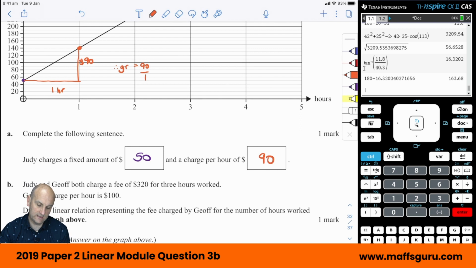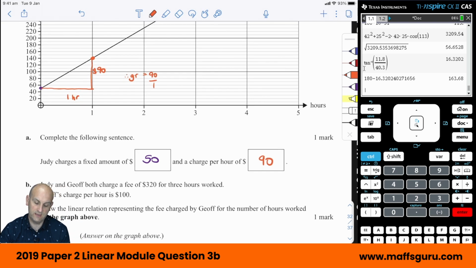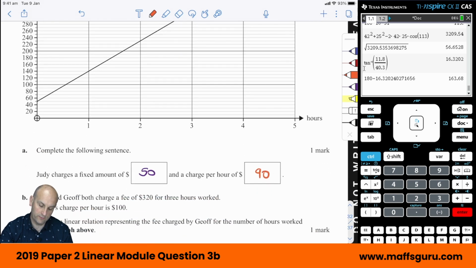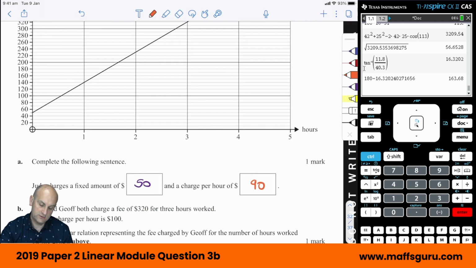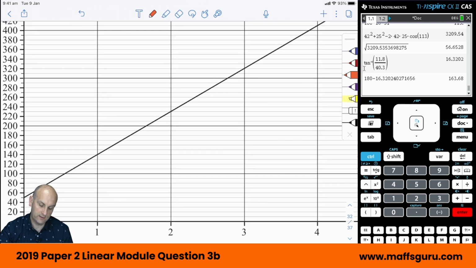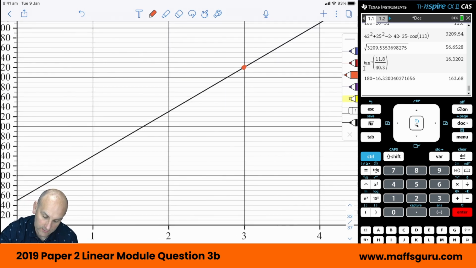Judy and Jeff both charge a fee of $320 for 3 hours work. Jeff's charge per hour is $100. Draw the linear relationship. So the reason they're telling you this is, rubbing this out so that we don't get in the way of my graph. First things first, they're telling you a coordinate that for 3 hours work, Jeff and Judy both charge $320. So there we go. So we now know that that is 1 point on my graph.